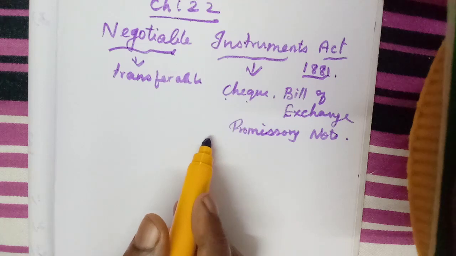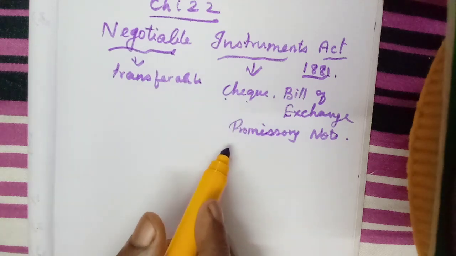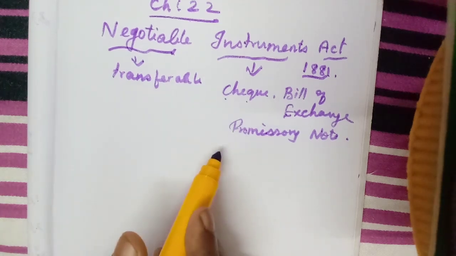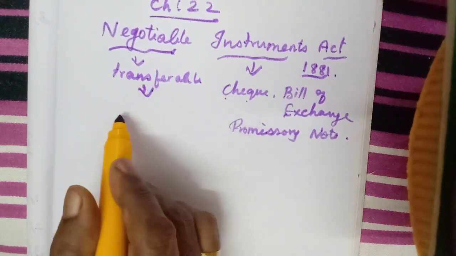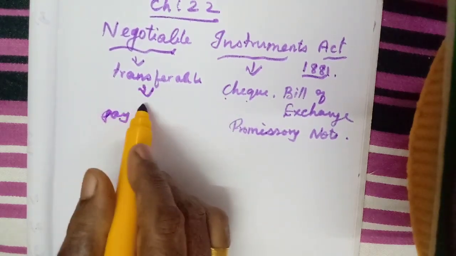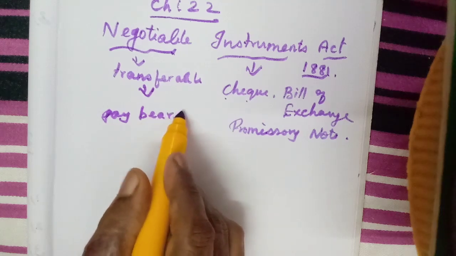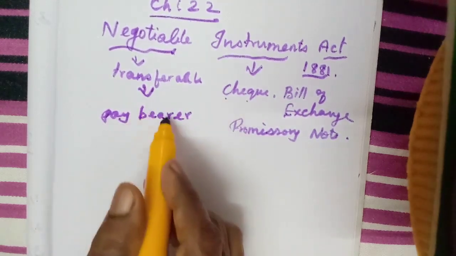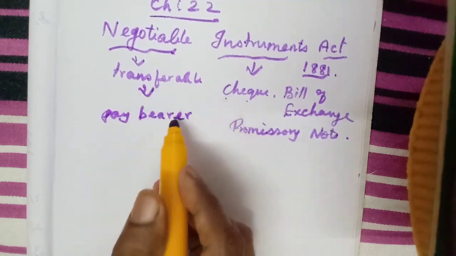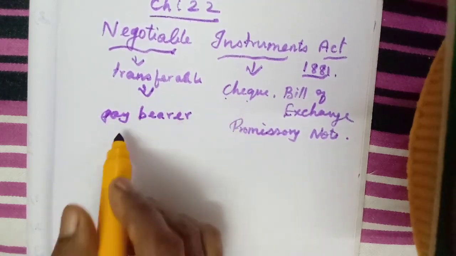are negotiable instruments. That means any instrument, maybe a check or a promissory note or a bill of exchange, that can be payable either to the bearer. Bearer means one who has the instrument. If I have a check, then I can collect the amount from the bank, isn't it? That is called the bearer.